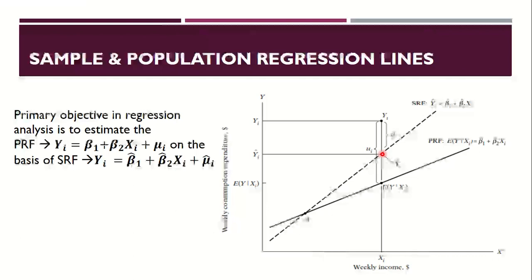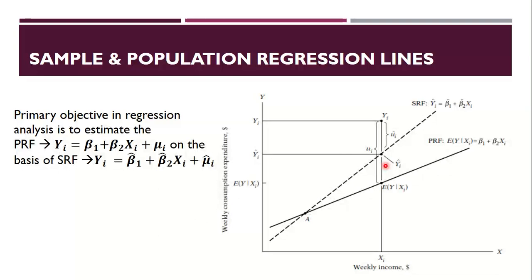As we have plotted this line with the help of sample data, the difference between yi and yi hat is denoted by mu i hat, that is known as residual. Population random error, that is mu i, is equal to mu i hat, that is residual, plus the difference between yi hat and the expected value of y given x, this much.